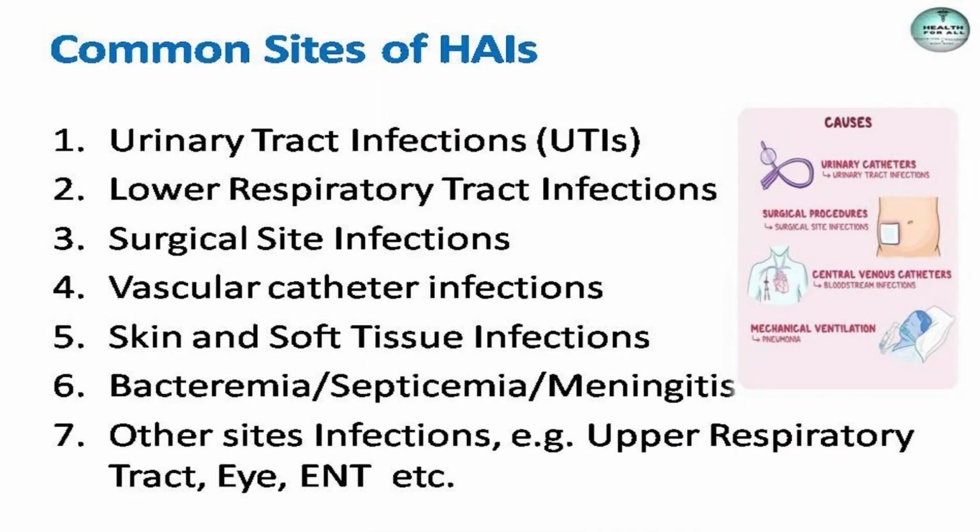So what are the common sites of HAI or hospital acquired infection? Those are urinary tract infections, that is UTI, lower respiratory tract infections, surgical site infections, vascular catheter infections, skin and soft tissue infections, bacteremia, septicemia, meningitis, and other infections like upper respiratory tract infections, infection of the eye, ENT, etc.